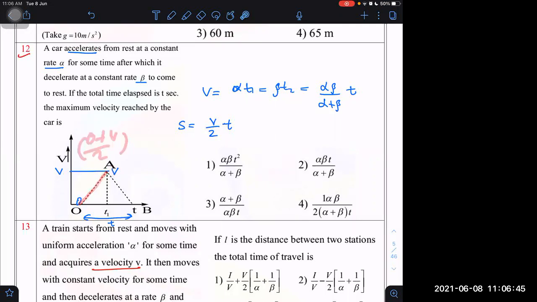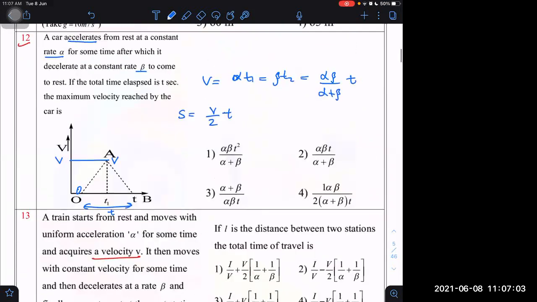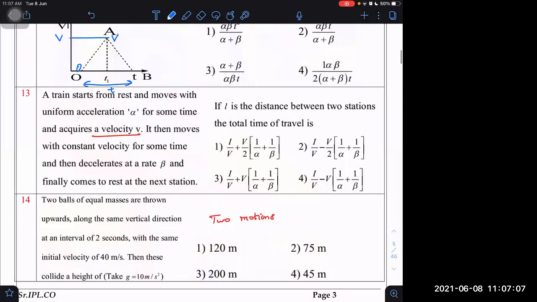What is it for the second interval? Initial velocity V, final 0. So average is again V plus 0 by 2. If average in both intervals is same, then displacement will be total average velocity into total time. Now mainly I revised it just for one purpose, so that you can do question number 13 yourself. Will you try to do 13 now? Please read the question once and try to get the answer for this.